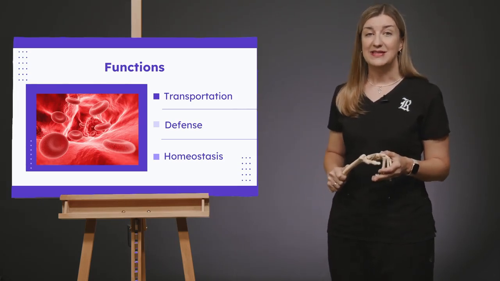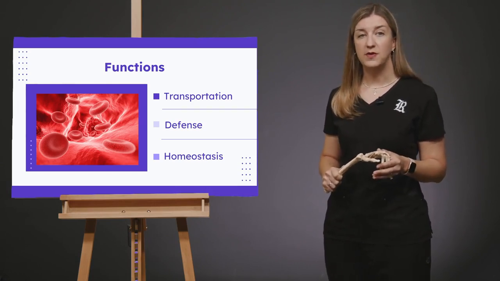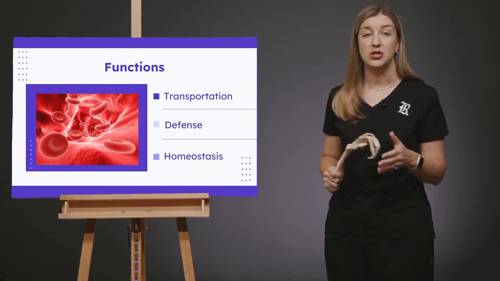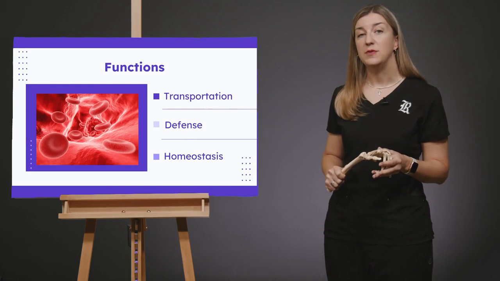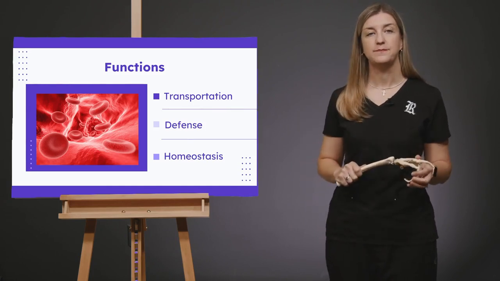Finally, blood helps maintain homeostasis. By increasing or decreasing blood flow to the periphery, the body can cool or warm itself respectively to control body temperature. Blood also helps maintain homeostasis of the body's pH as well as chemical and water balance in cells.